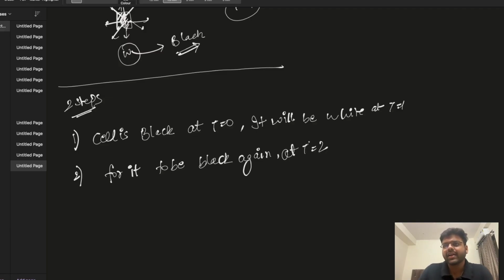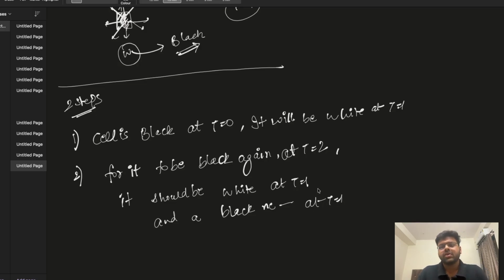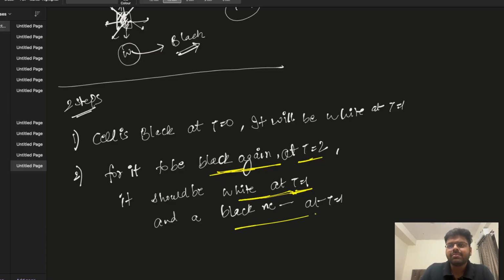now if this particular cell has to be black again at t equal to 2, then it should be white at t equal to 1 and have a black neighbor at t equal to 1, right? If you understand, let me highlight this. For a cell to be black again at t equal to 2, it should have been white at t equal to 1, and if there is a black neighbor for this particular cell at that instant, then only the cell would come back to black again.